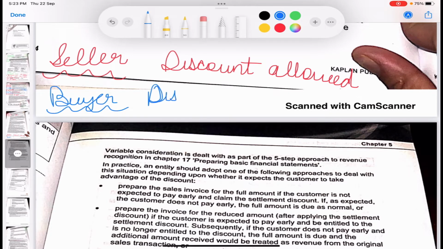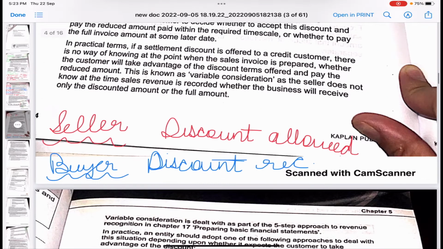For the buyer, it is discount received. Why is it discount received for the buyer? Because they are receiving the discount. So now here in the cash discount or the settlement discount, we will be opening these new accounts which are either discount allowed or discount received.